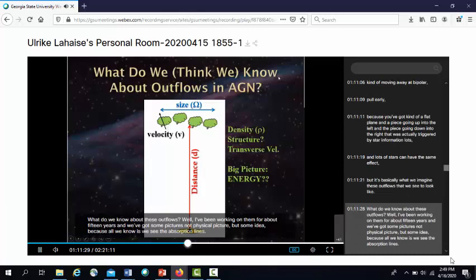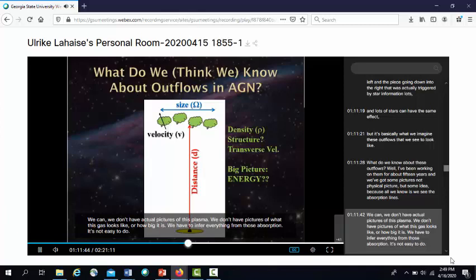What do we know about these outflows? Well, I've been working on them for about 15 years, and we got some pictures, not physical pictures, but some idea, because all we know is we see the absorption lines. We don't have actual pictures of this plasma. We don't have pictures of what this gas looks like or how big it is. We have to infer everything from those absorption lines. It's not easy to do.